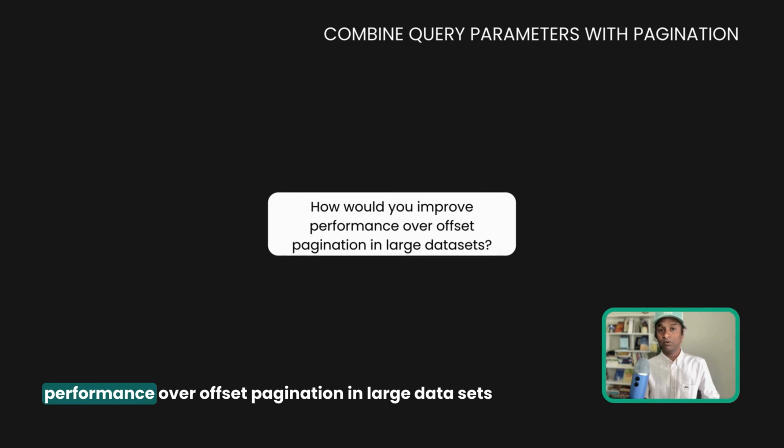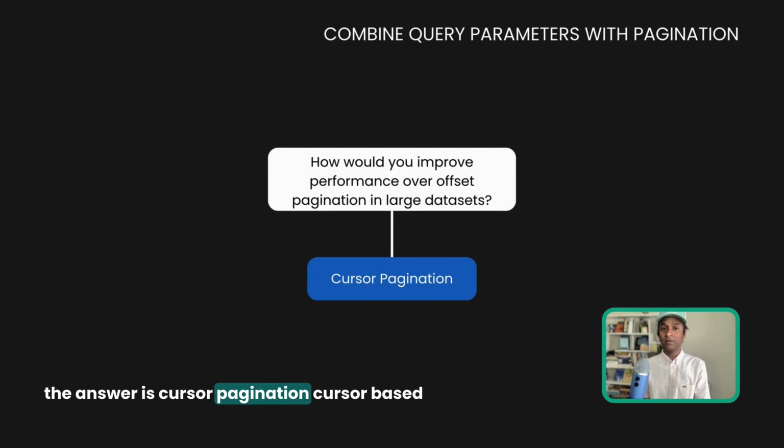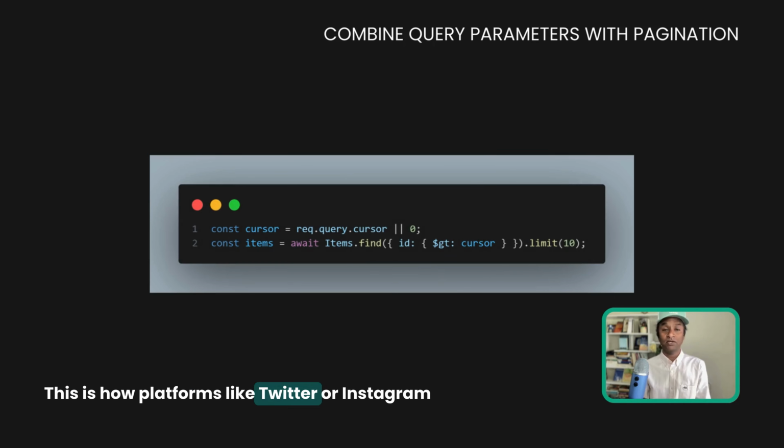How would you improve performance over offset pagination in large datasets? The answer is cursor pagination. Cursor-based pagination is faster and more scalable, especially for real-time or ever-changing datasets. Instead of skipping rows, it uses a stable reference point, like an ID or timestamp.